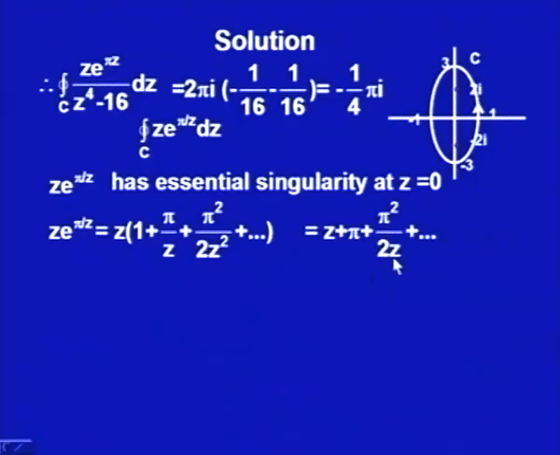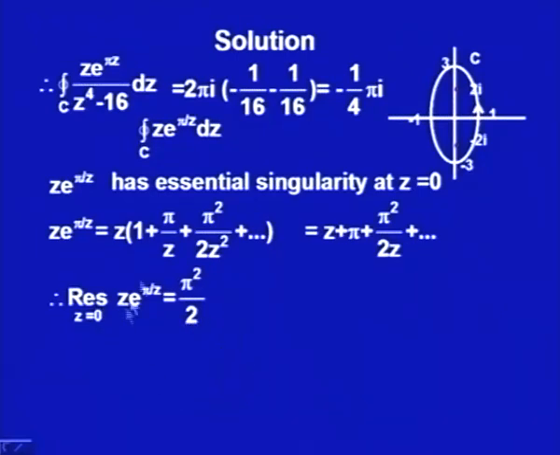Now, here at z equal to 0, we do have the residue, the coefficient of 1 upon z, which is π square by 2. Of course, the next term would be π cube upon factorial 3 z square and so on. So we have our b1 as π square by 2. So the residue of this function z e to the power π by z at z equal to 0 is π square by 2.